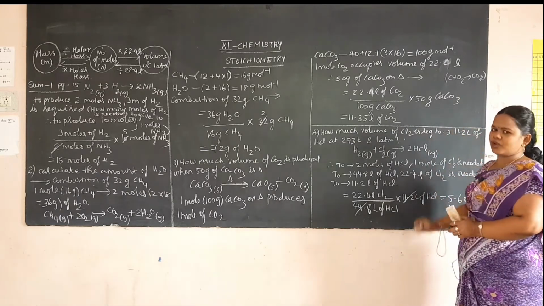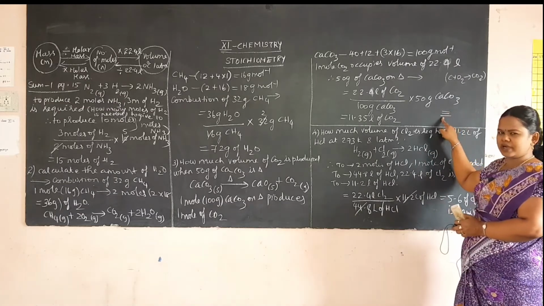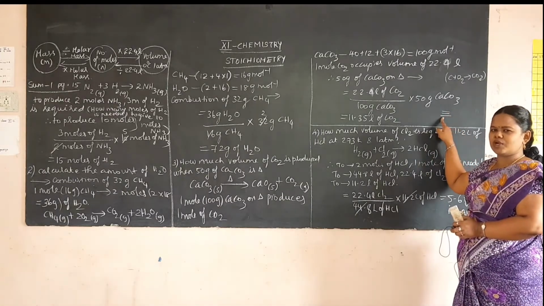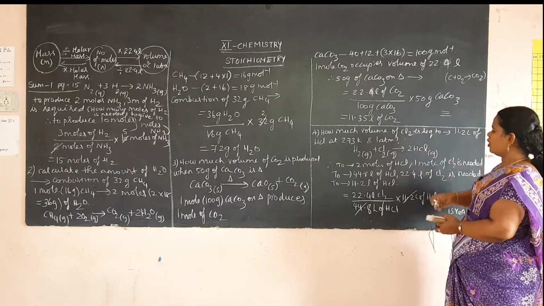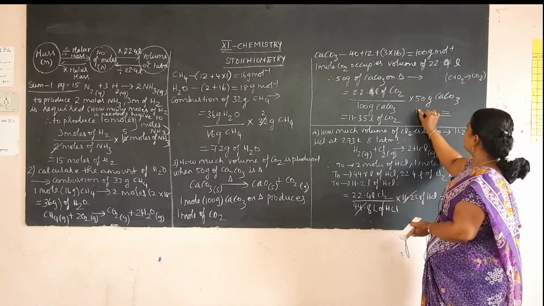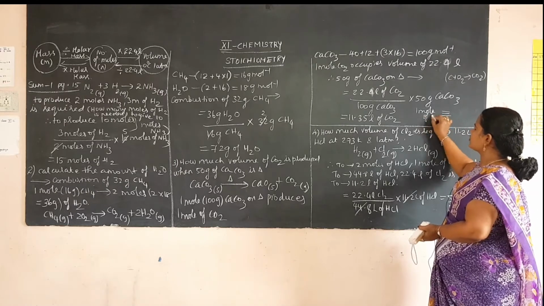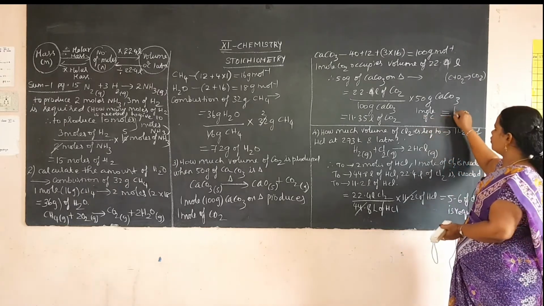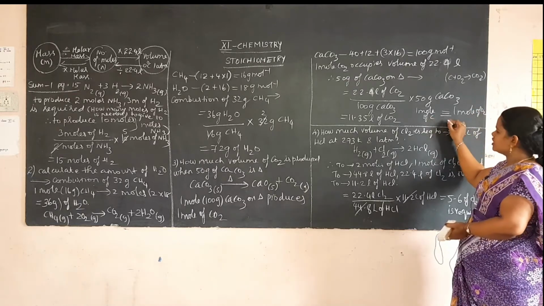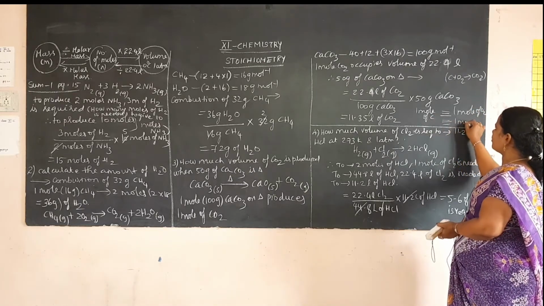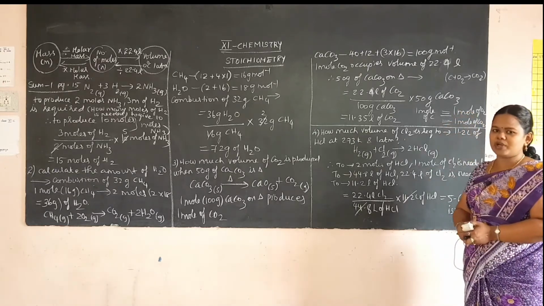Now in stoichiometry we will represent a symbol like this. This symbol denotes 'stoichiometrically equal to'. So 1 mole of CO2 is stoichiometrically equal to 1 mole of C and 1 mole of O2, or 1 mole of C is stoichiometrically equal to 1 mole of O2, or 1 mole of C is stoichiometrically equal to 1 mole of carbon dioxide.